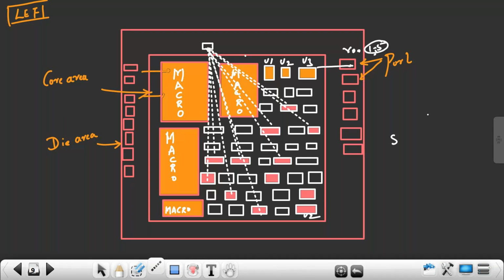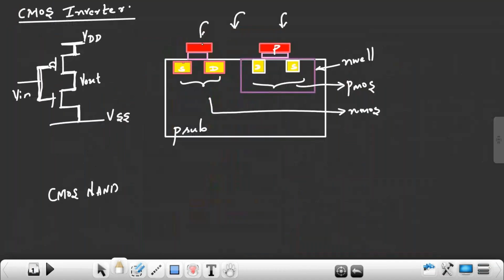What is the meaning of load? See, every input pin has a pin capacitance. What is the input? Input is a gate. Below the gate you have silicon dioxide, and below the silicon dioxide you have a channel. The gate is positively charged, and the channel is negatively charged. This acts like a parallel plate capacitor. A small parallel plate capacitor is formed, not because we form it, but because of the nature of the materials. So this capacitance is called pin capacitance.